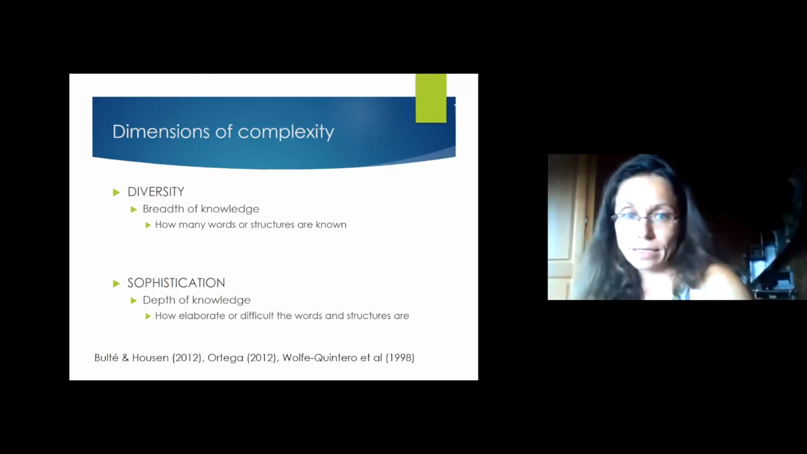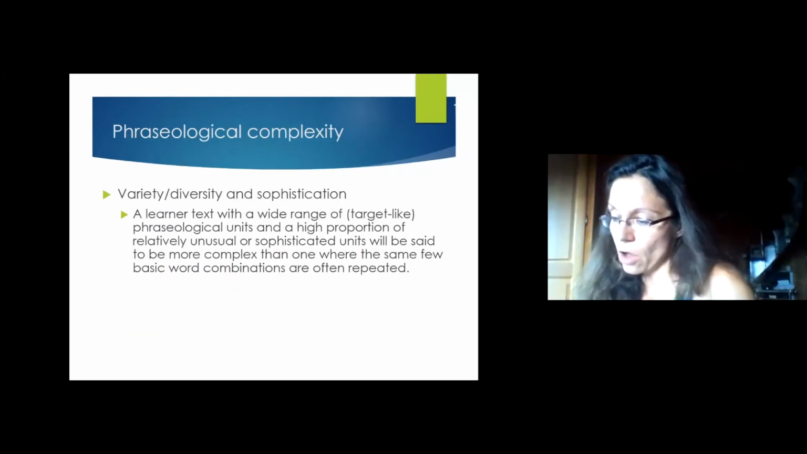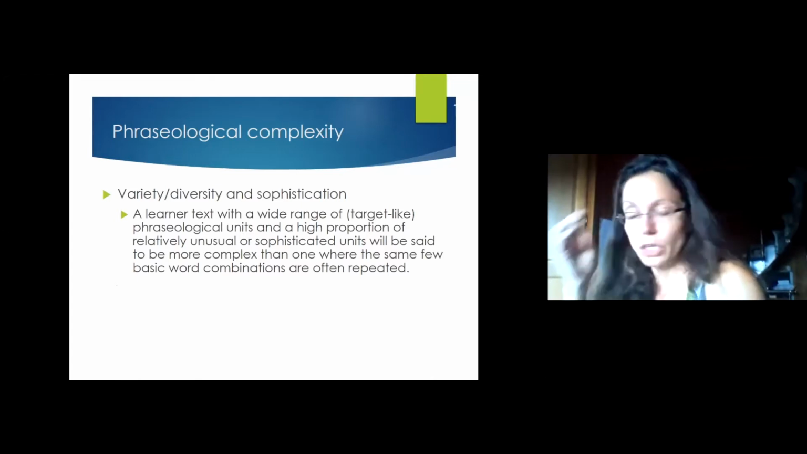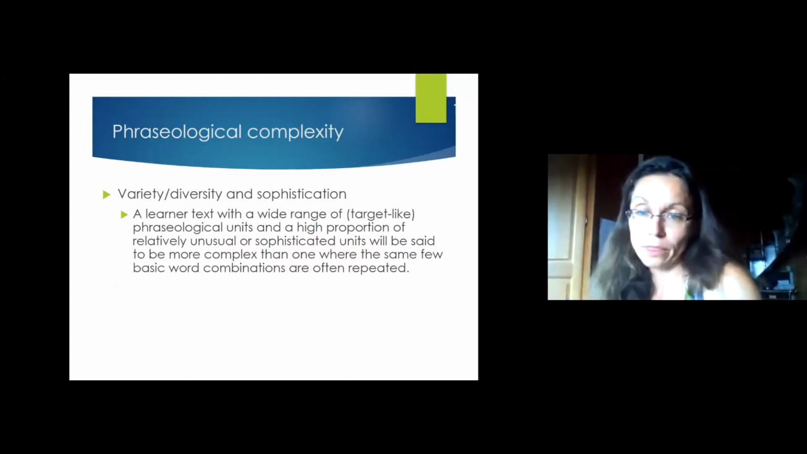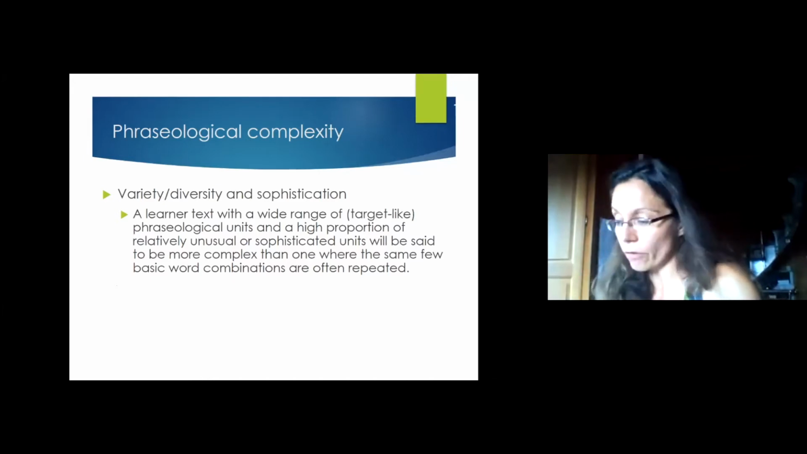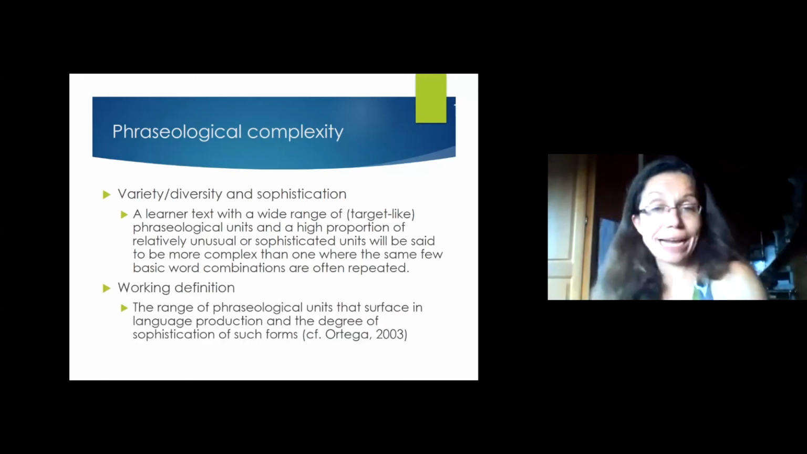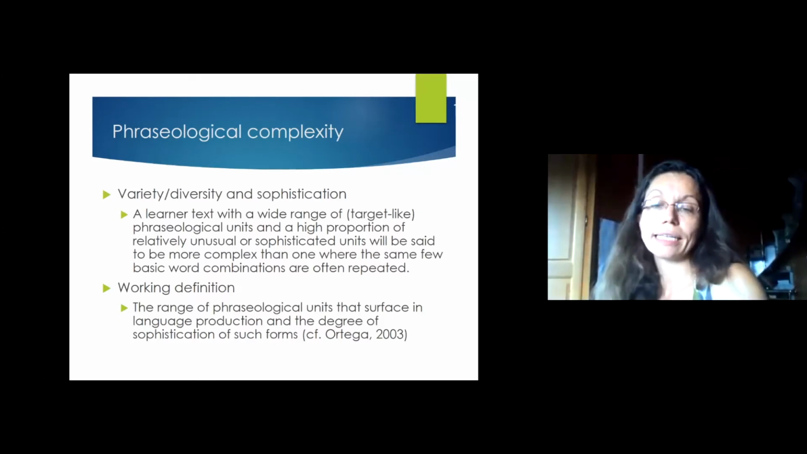A learner text with a wide range of target-like phraseological units and a high proportion of relatively unusual units will be said to be more complex than one where the same few basic word combinations are often repeated. Thus, phraseological complexity is defined as the range of phraseological units that surface in language production and the degree of sophistication of such forms.